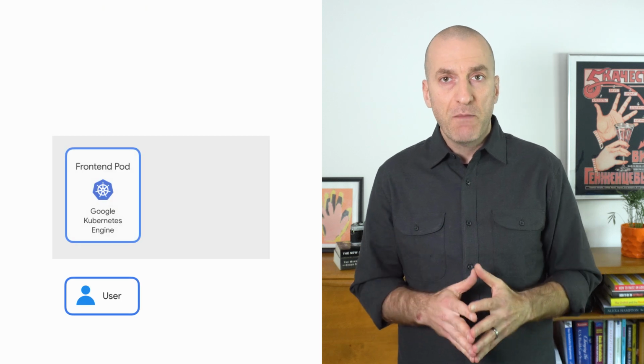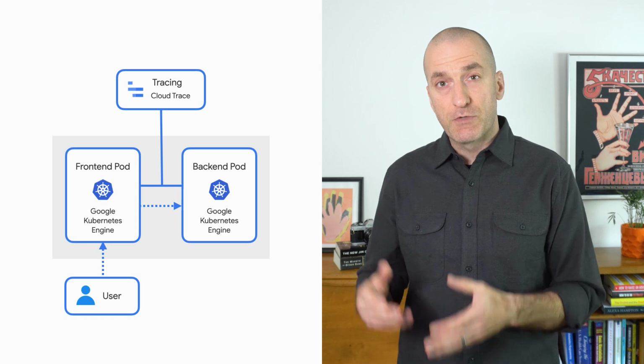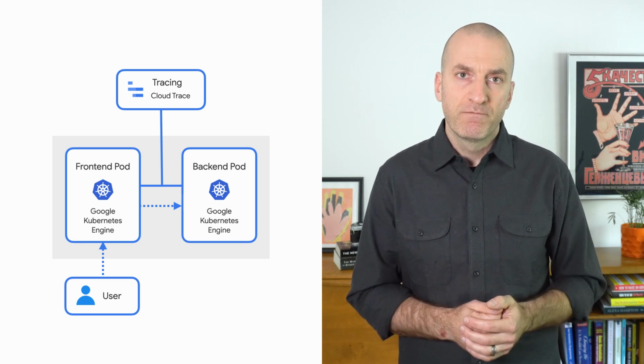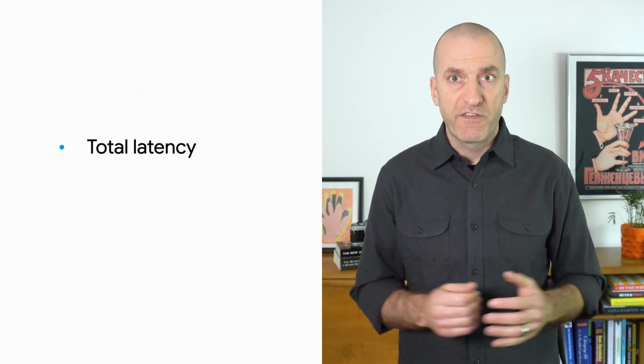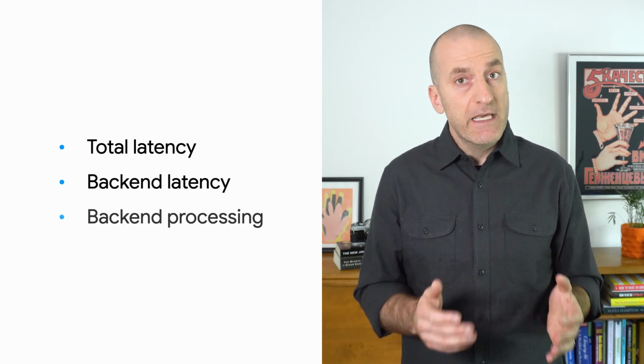Let's have a look at a simple application that has a front end that serves user requests and makes its own requests to a back end to retrieve additional data. We'll use this for both of our examples today. So ideally, we want to capture the latency of the overall request as perceived by the user, the latency of the back end request as seen by the front end, and how long the back end processing takes.